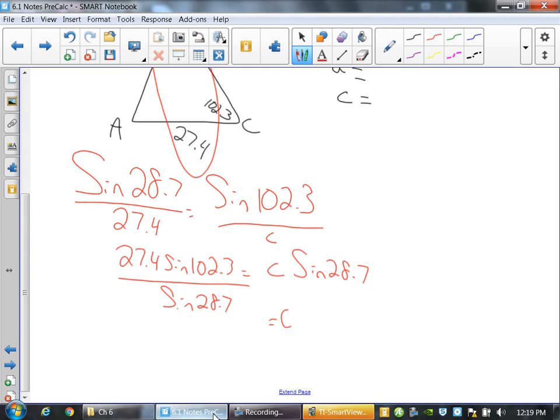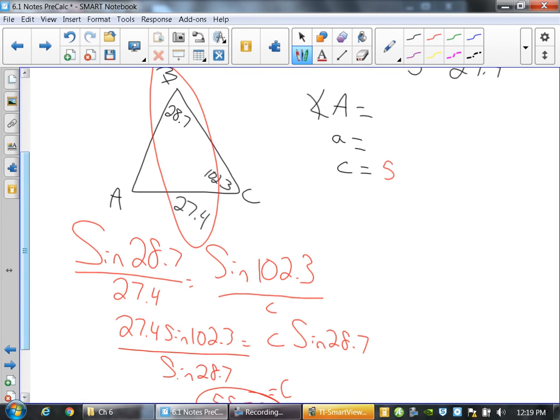What do you guys get for little c? 55.75. Yep. So now it gives you your little c. And now we have to figure out angle A. Well, what was 28.7 and 102.3? 131. What's left for angle A then? 49. And I do the exact same setup with the 49 now to solve for little a.